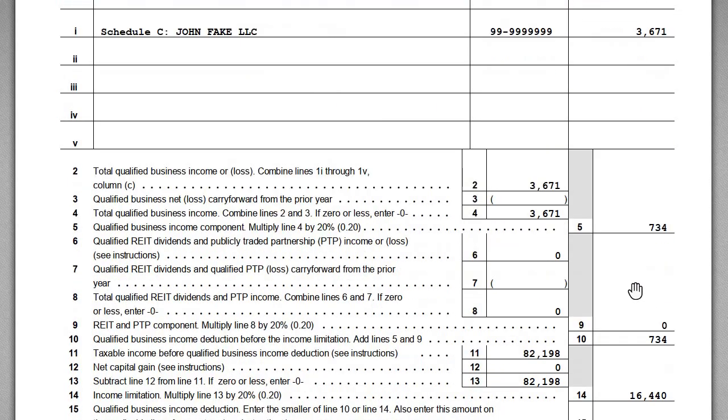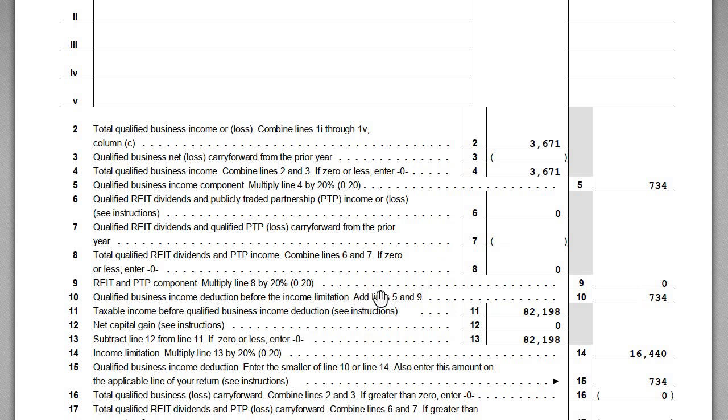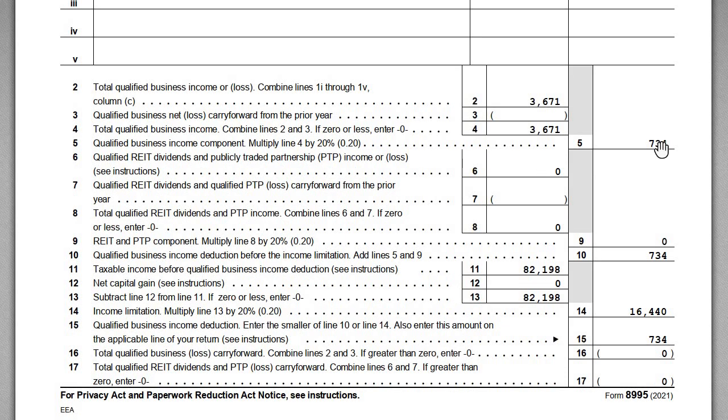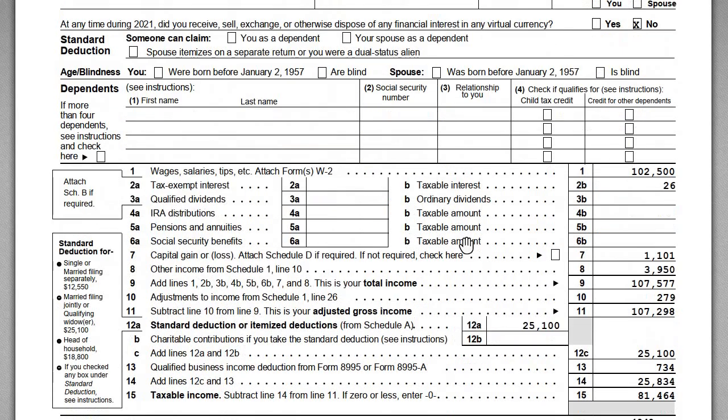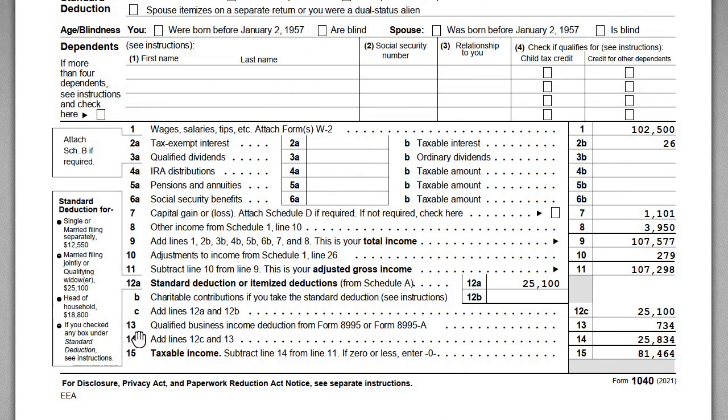Now the QBI deduction is 20%, right here, 20% of your QBI. So 20% times $3,671 is a $734 deduction. Now, where does that end up? All the way back to page 1. So page 1, line 13, there's the QBI deduction.